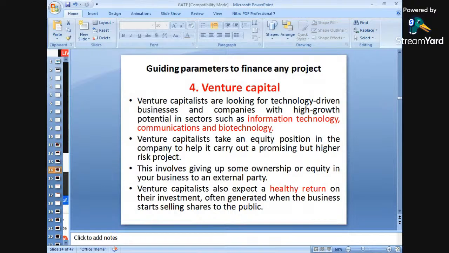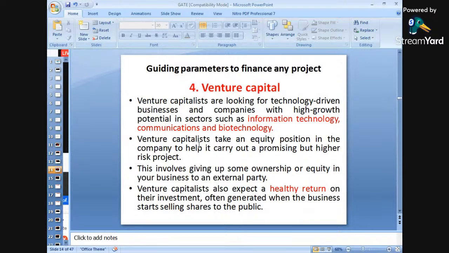So they look for technology-driven businesses and companies with high growth potential in sectors such as information technology, communications, and biotechnology. Nowadays these sectors are moving fast, with various research work and inventions being carried out in these fields. So venture capitalists are always looking for such new technologies and research work, and they will try to invest in these fields, or in advanced research related to any manufacturing unit or construction unit.